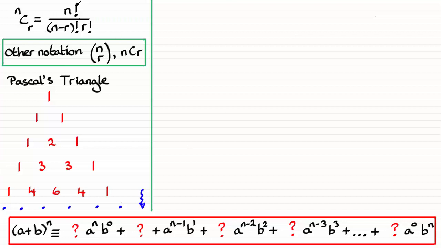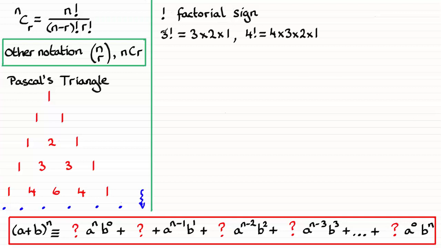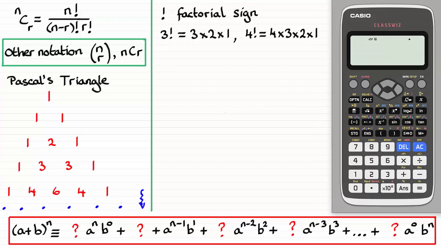Now in this formula you'll see that we've got the exclamation mark here. So what does it mean? Well, we don't call it an exclamation mark, we actually call it the factorial sign. And if I was to write, say, 3 factorial, it represents 3 times 2 times 1. And 4 factorial would mean 4 times 3 times 2 times 1. So you can see we go down in descending integers, multiplying each one. Now most scientific calculators have this function built into them.